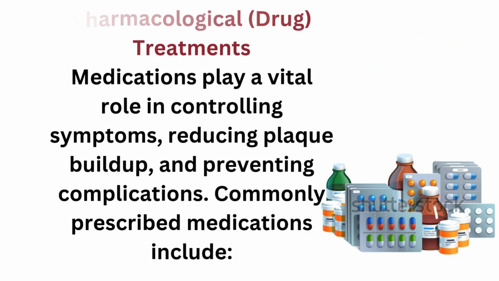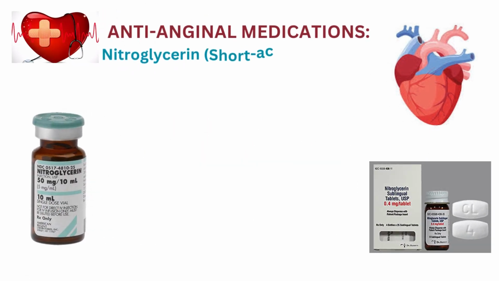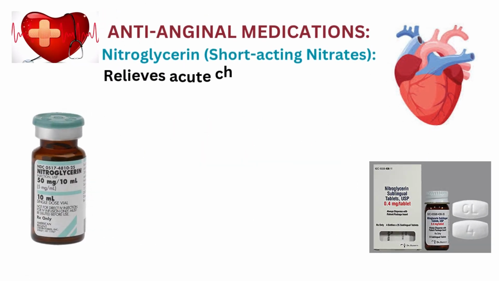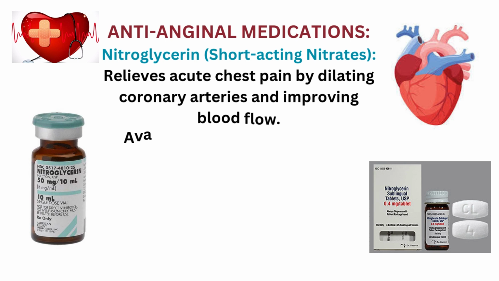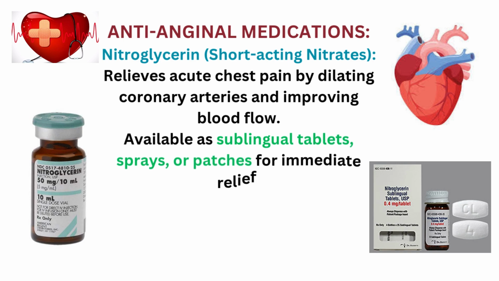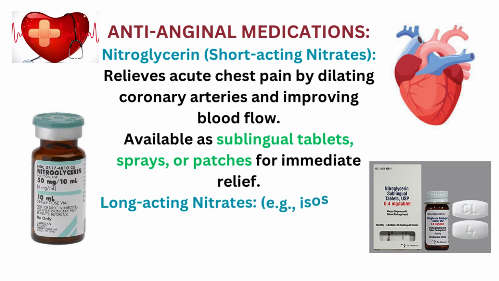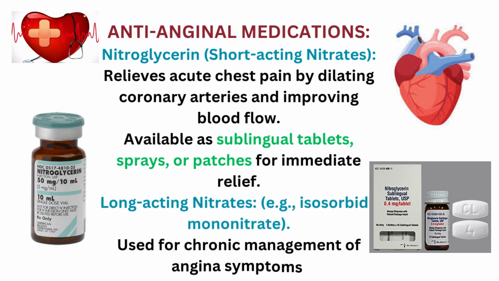Commonly prescribed medications include anti-anginal medications. 1. Nitroglycerin, short-acting nitrates, relieves acute chest pain by dilating coronary arteries and improving blood flow. Available as sublingual tablets, sprays, or patches for immediate relief. 2. Long-acting nitrates, for example, isosorbide mononitrate, used for chronic management of angina symptoms.